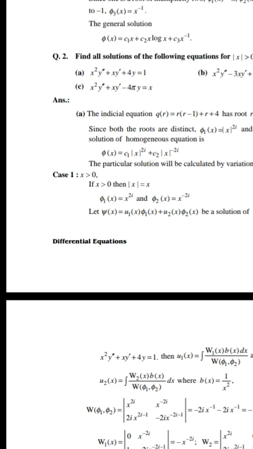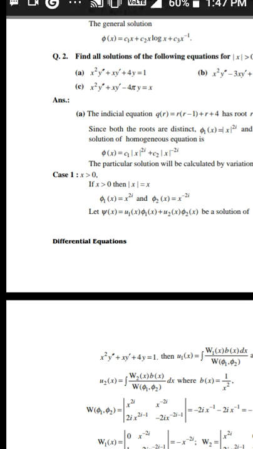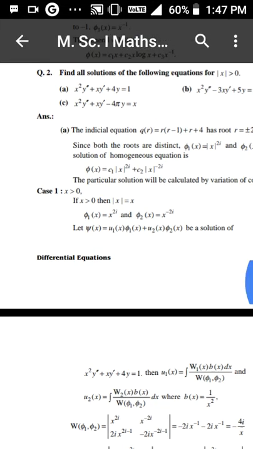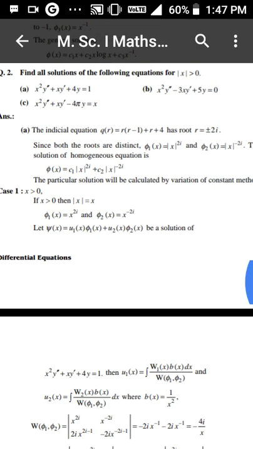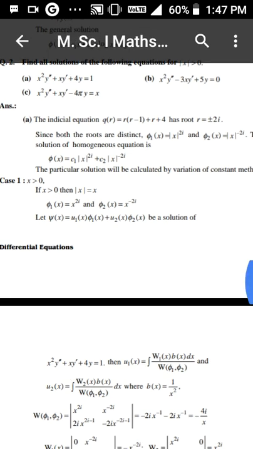x square y double dash plus xy dash plus 4y is equal to 1. x square y double dash minus 3xy dash plus 5y is equal to 0. x square y double dash plus xy dash minus 4y is equal to x.